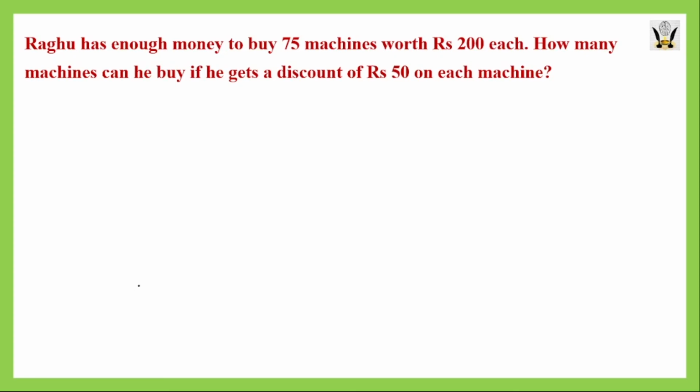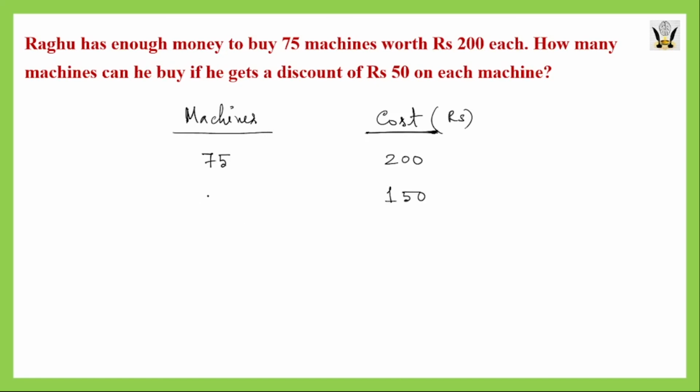Again these two quantities are in inverse variation. So here the first quantity is the number of machines that Raghu buys, and the second quantity is the cost of each machine, which is represented in rupees. As per the first line, the first value of the first quantity is 75 when the price of each machine was 200, and when that value is decreased by 50, the new value is 150. And how many machines will Raghu be able to buy? They are in inverse variation. 75 divided by x will be equal to 150 divided by 200.